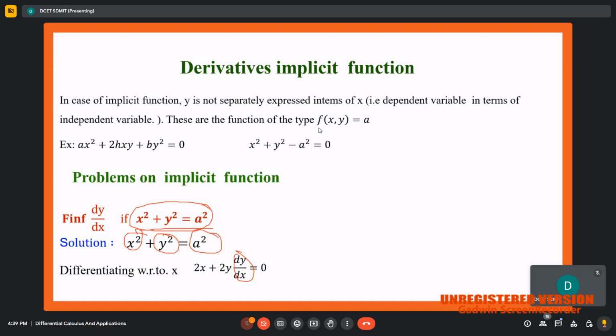A is a constant term. What is the differentiation of a constant term? The differentiation of a constant term is 0. Therefore, the differentiation of a square is equal to 0. This gives 2y into dy by dx equal to, taking 2x to the right hand side, minus 2x. 2 cancels. Y is taken to this side. Therefore, dy by dx is equal to minus x by y. Okay, clear this problem?